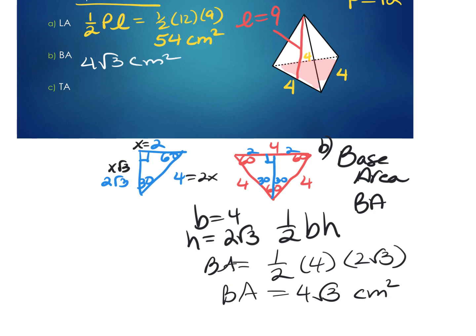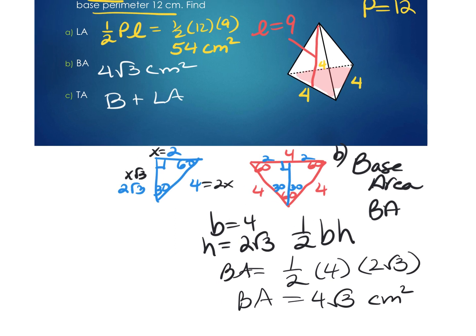So now total area, we have 1 triangle base plus the 3 triangles for the lateral area. And I just calculated both the BA and the LA. So the base area was 4 square root 3. My lateral area was the 54. And if it said to leave it exact or simplest radical form, that would be your answer. If it says round to the hundredths place, then I would have to multiply 4 times the square root of 3 and add 54. And you would get 60.93 centimeters squared.